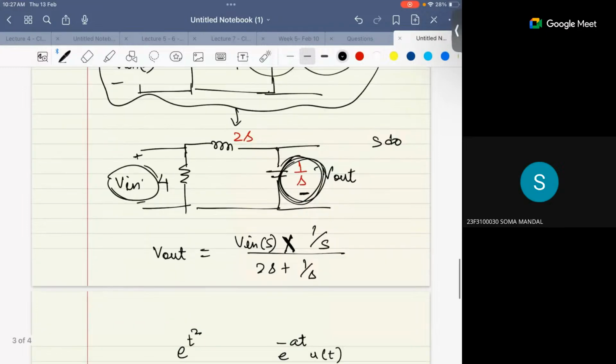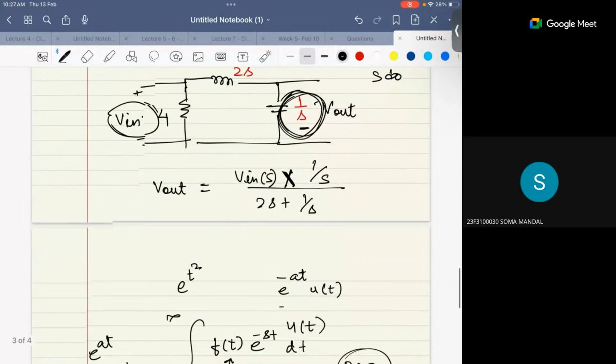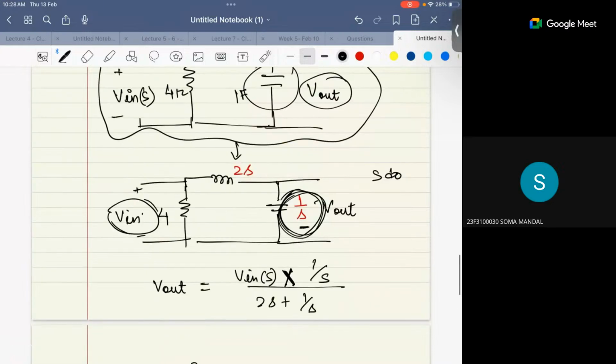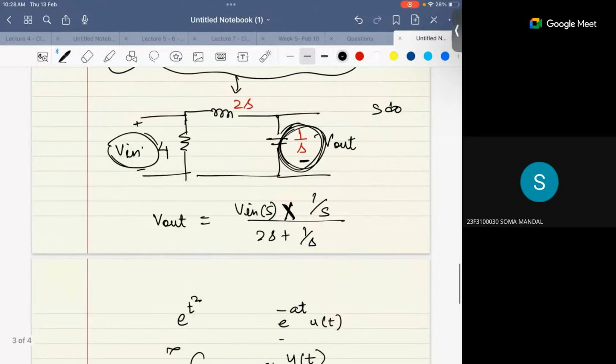If V in is known, then we can find V out. If we have been asked to calculate the transfer function, V out by V in, then you can write it as 1 upon S times 2S plus 1 upon S. We can simplify this.